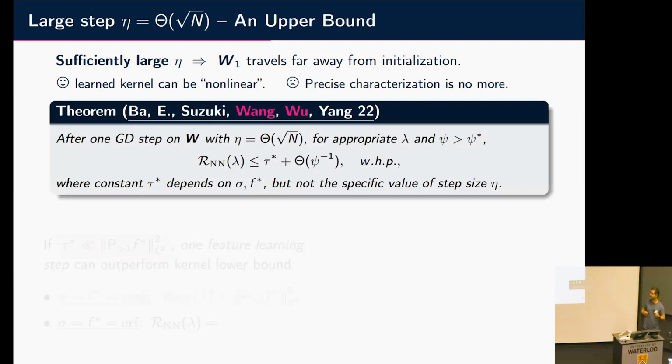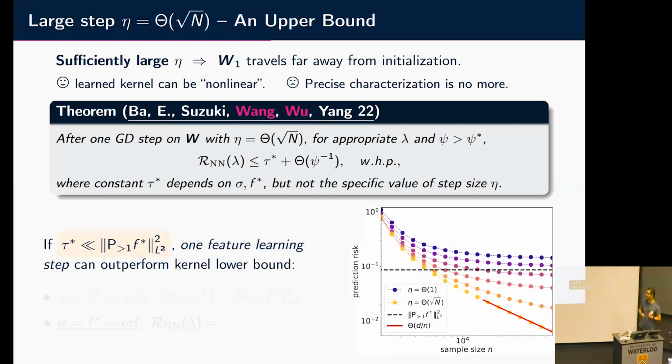And the second result in this domain, when the step size is large, is as follows. What it really says is that the risk of the neural network is upper bounded by some constant tau star, plus something that decays with the sample size. I can increase the sample size and make this go to 0. And if this tau star is smaller than the kernel lower bound that I would like to beat, then I'm pretty much done. Now it has to be specific to some target activation pairs.